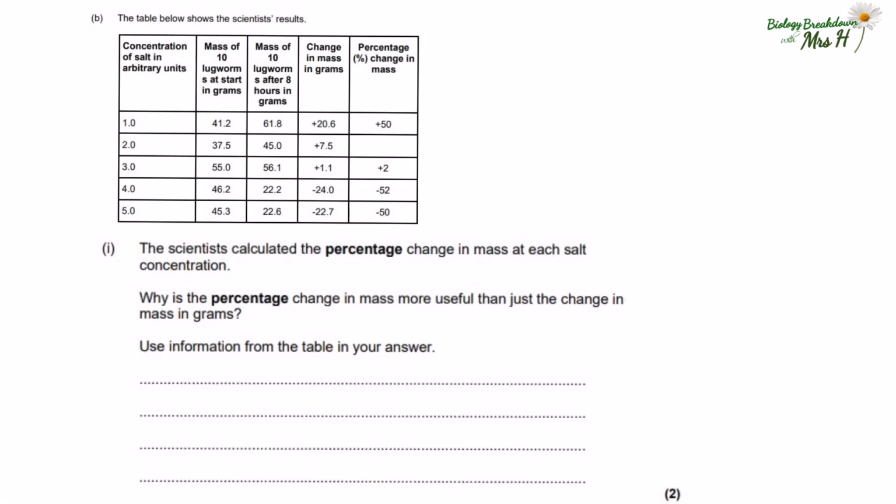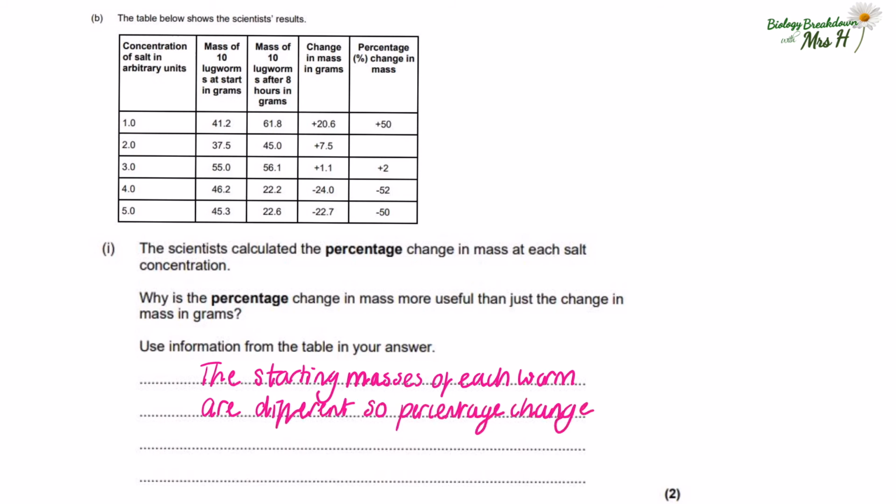The table below shows the scientists' results. So we've got concentration of salt in arbitrary units, 1 to 5, the mass of the lugworm at the start in grams, the mass after 8 hours, and the change in mass and percentage change in mass. The scientists calculated the percentage change in mass at each salt concentration. Why is the percentage change in mass more useful than just the change in mass in grams? Use the information from the table in your answer. Well, the starting masses of each worm are different, so percentage change in mass will enable more meaningful comparisons.